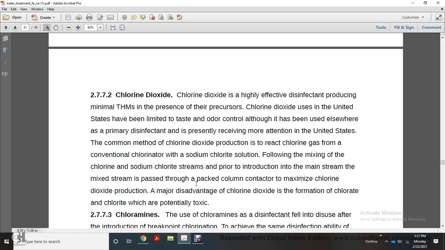A common method of chlorine dioxide production reacts chlorine gas from a conventional chlorinator with sodium chloride solution. The chlorine and sodium chloride streams are mixed before the mixed stream is introduced into the mainstream, passing through a column contactor to maximize chlorine dioxide production. A major disadvantage of chlorine dioxide is the formation of chlorate and its potential toxicity.